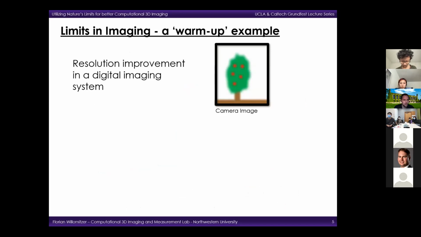So why are limits actually so important in imaging? I also prepared a short warm-up example here from classical imaging. So let's say your friend is a photographer and he approaches you as an imaging scientist because he is somehow unsatisfied with the resolution of his photos. So he basically says that fine details of objects cannot be resolved in his photos. He approaches you because he's thinking of buying the latest DSLR body with, I don't know, like 10 megapixel resolution or whatever. And he asks you as imaging scientist, is this a good idea?